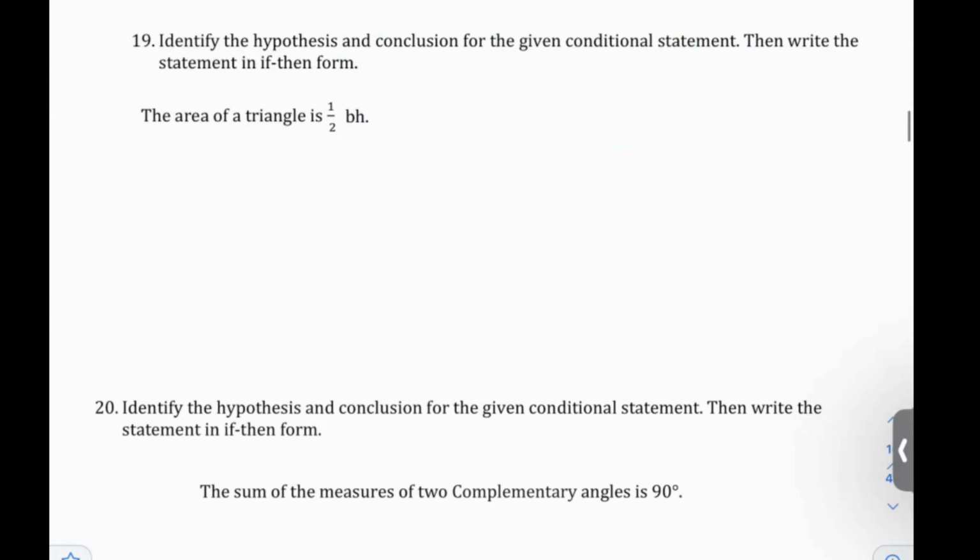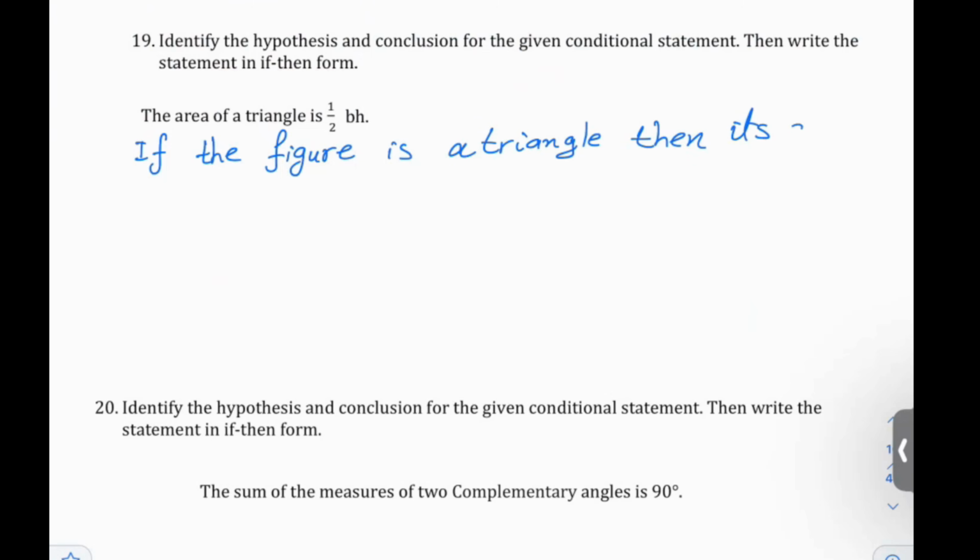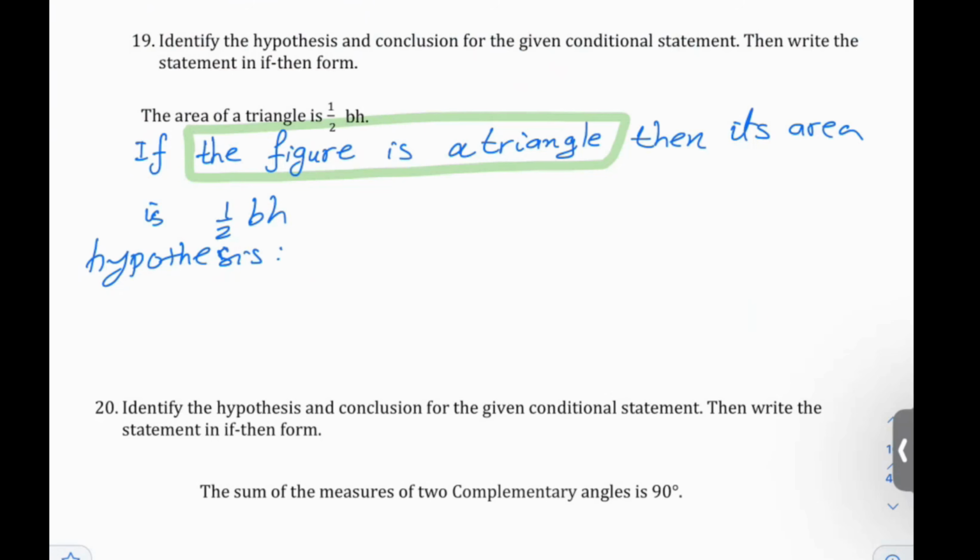Now, another statement. The area of a triangle is half BH. So we can write it in this way. If the figure or the shape is a triangle, then its area is or will be half BH. So what is the hypothesis part? Hypothesis is this part. The figure is a triangle.